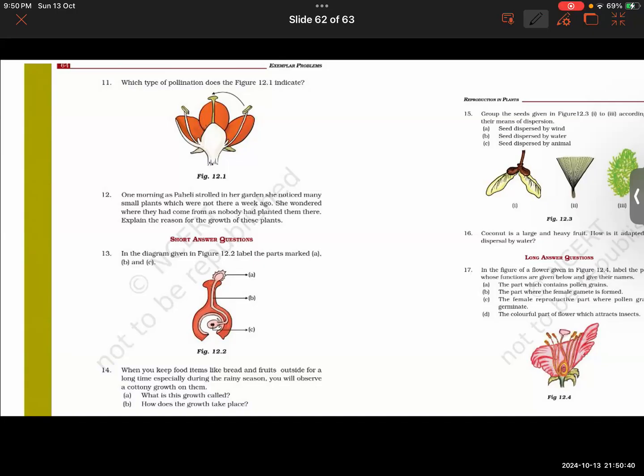The pollen grain from the anther is going to the stigma of the same flower. It's not going to the stigma of a different flower or of a different flower of a different plant. So it's basically the case of self-pollination.